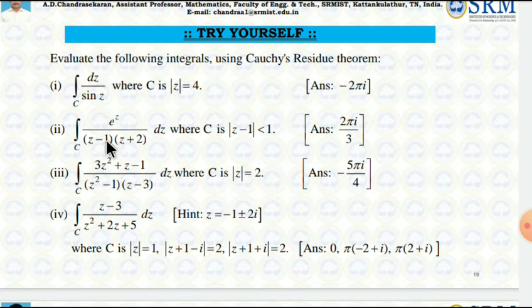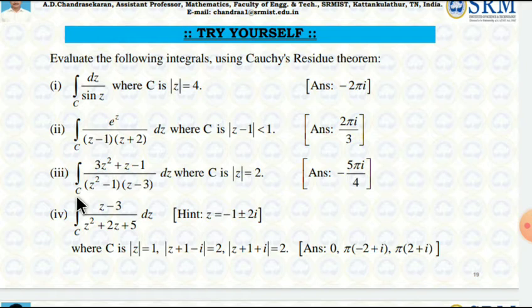Second one, integral over c of e to the power z by (z minus 1) into (z plus 2), where c is mod z minus 1 is less than 1, not equal to, less than 1. What are the poles? 1 and minus 2, right? If I substitute 1 here, 1 minus 1 is 0, so 0 is less than 1, it lies inside. When I substitute minus 2, what happened? Minus 2 minus 1 is mod minus 3, which is plus 3. Plus 3 means it lies outside, so it is 0. Okay, so the answer was given for your verification. Please work out the problem, then check the answer. 2 pi i by 3, that's the correct answer.